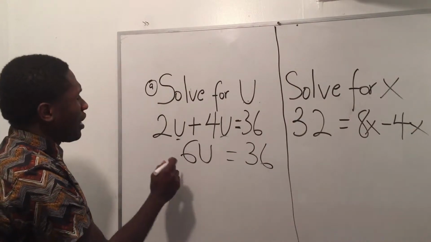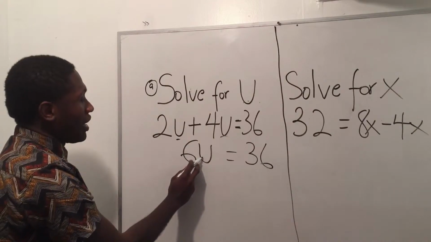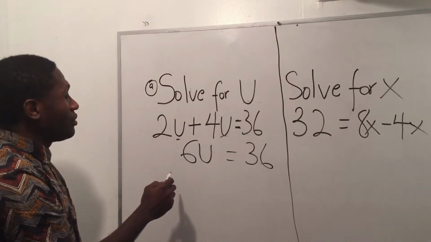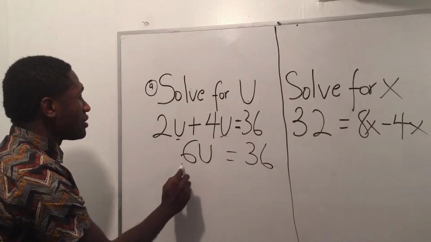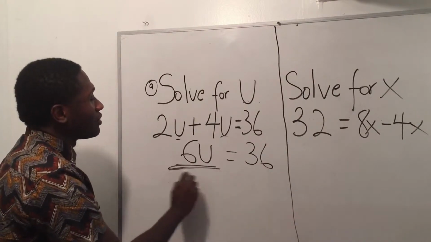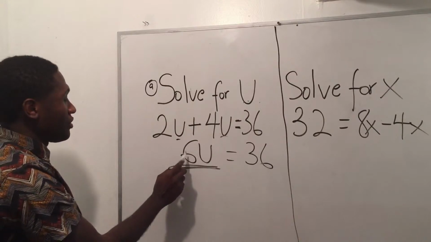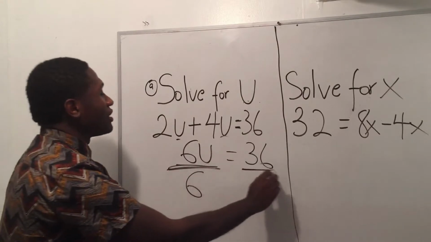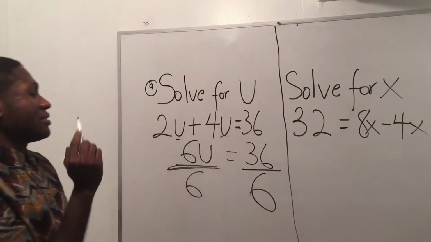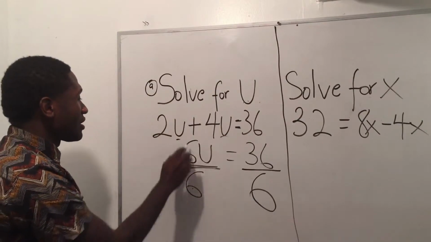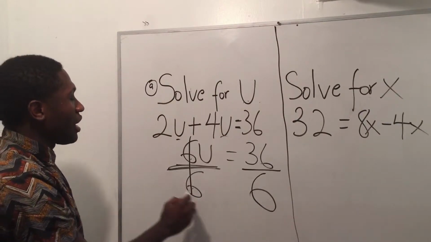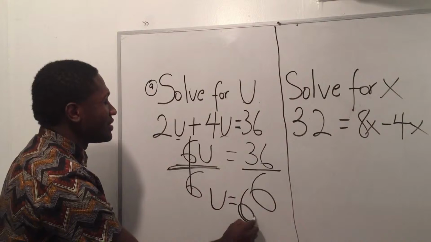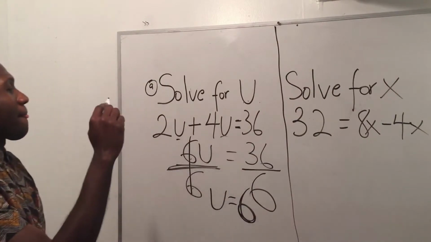Now, whenever I have a number with a variable, and I want to get a variable by itself, which I'm really going to do right now, the only way to get a variable by itself is to divide by the number with the variable. So 6. And then whatever I do on one side, I have to do the same thing on this side. So I divide that also by 6. And now this 6 and that 6 will cancel out, and I have my u by itself. And then 36 divided by 6 is 6. That wasn't bad.